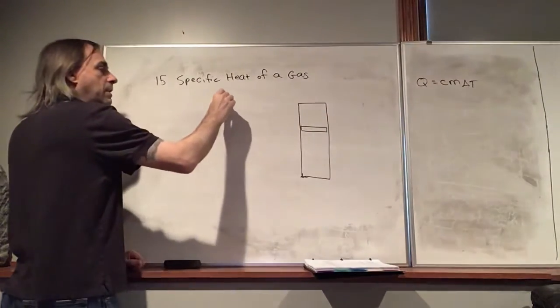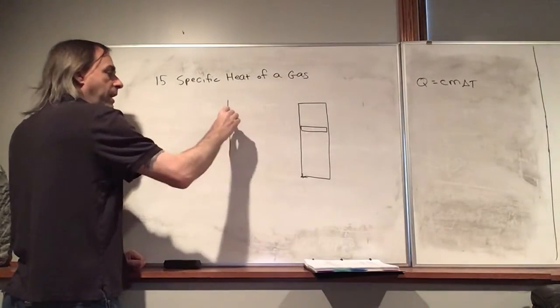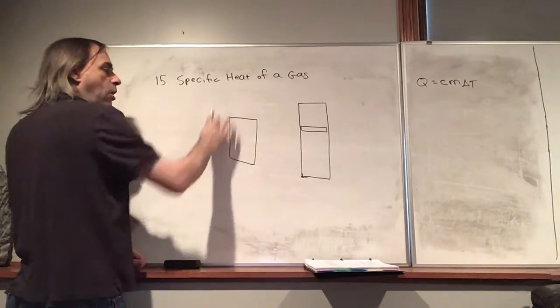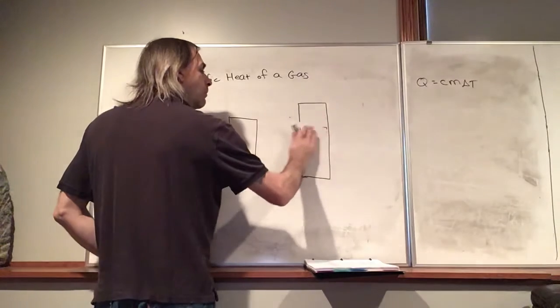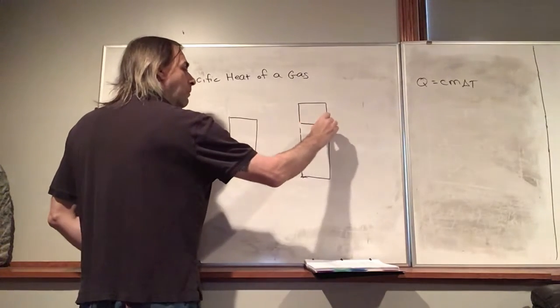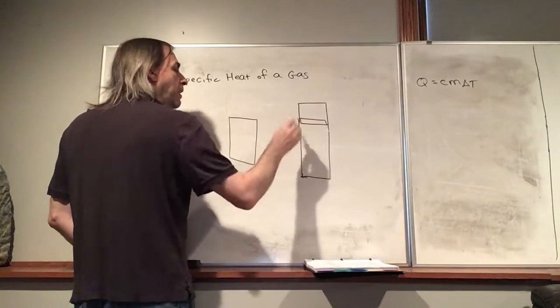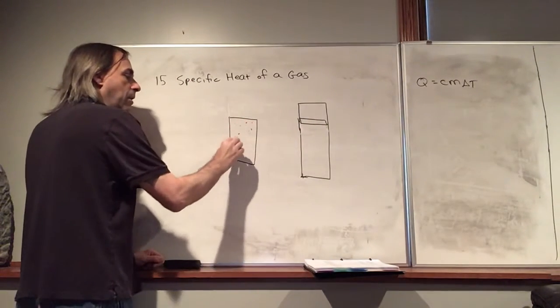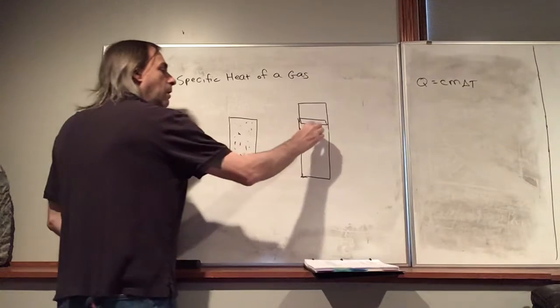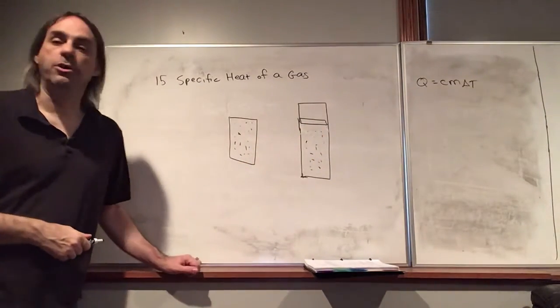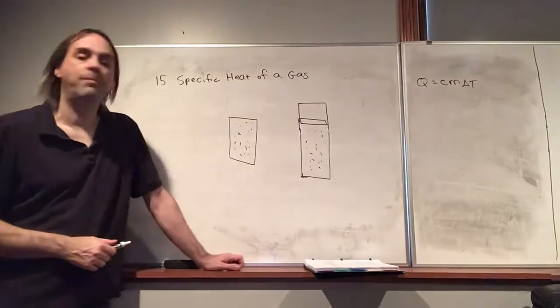So we have two cases. Say in one, we just have a cylinder with a fixed volume. Let's keep the volume in the two the same, at least initially. So we have a gas in here, and we have a gas in here. Say these are at the same volume, except this one has a movable piston.